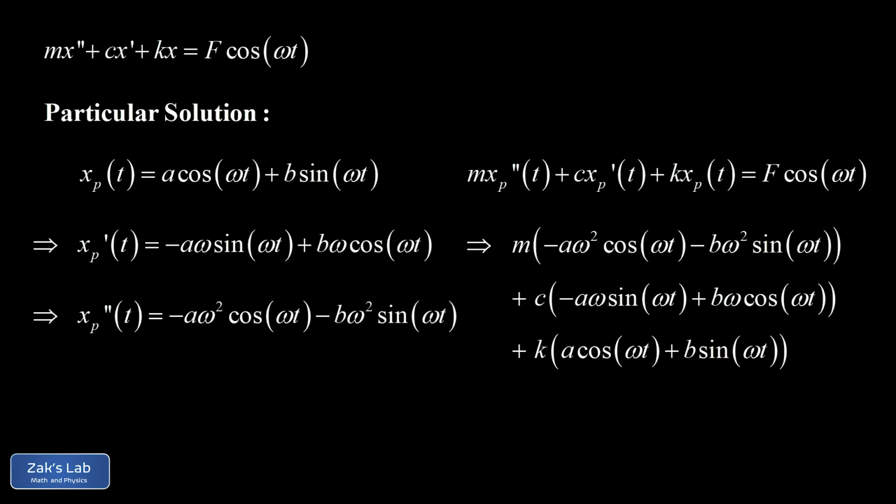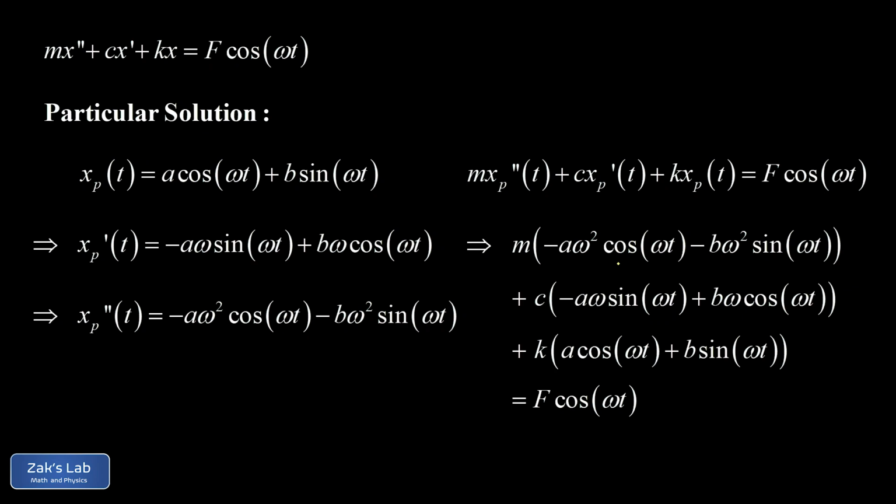And then finally we put in xp itself. So I get the term k times a cosine omega t plus b sine omega t. And then on the right side of the differential equation, we have that driving function big F times cosine omega t. Now the goal is to compare coefficients of the functions on the left and right sides of the equation here. So we're going to start by gathering all the terms that contain cosine omega t.